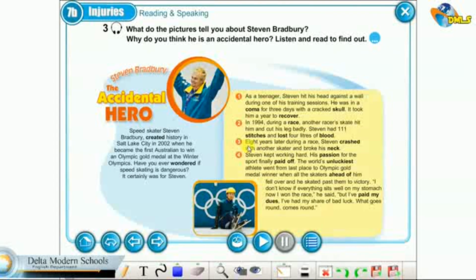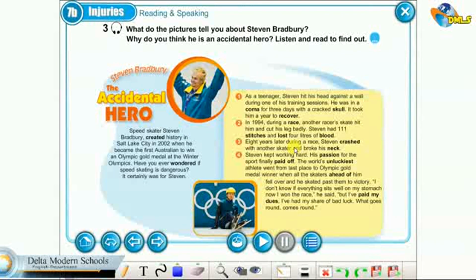Yes, good answer here. 8 years later, after he had an accident during a race. But especially when? I want a specific answer. Yes, it would be in 2002. We have here in the first race 1994, then after 8 years it would be 2002. Good answer here. He broke his neck. God bless him.